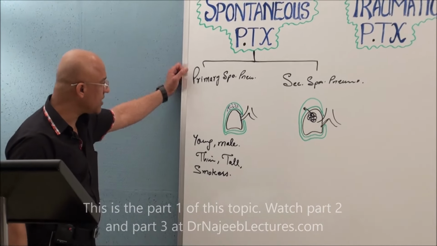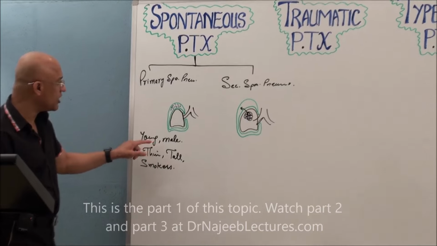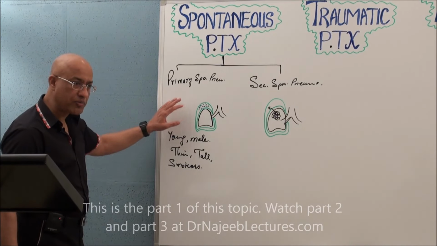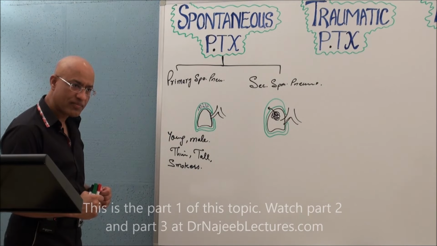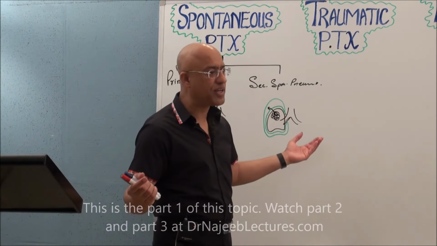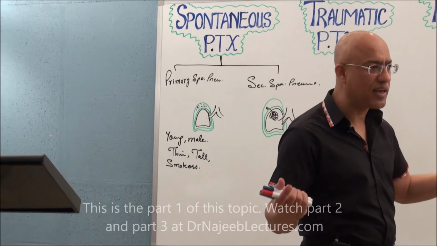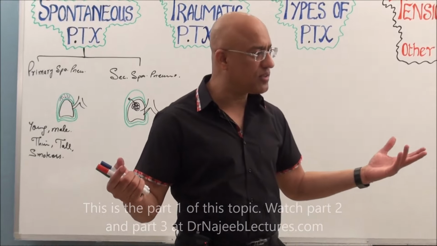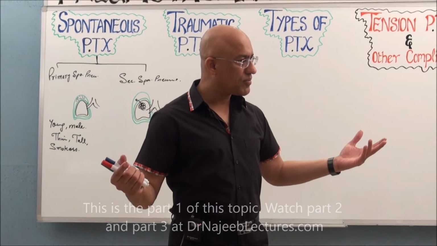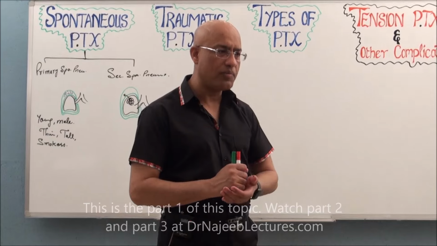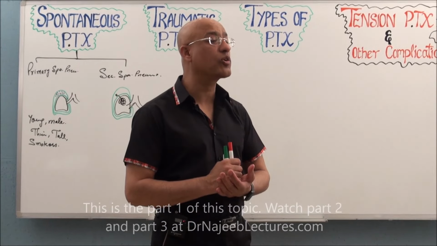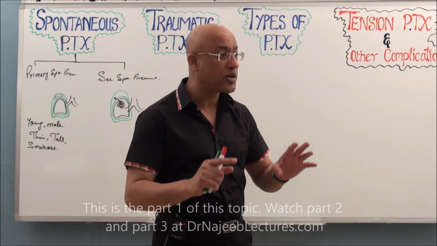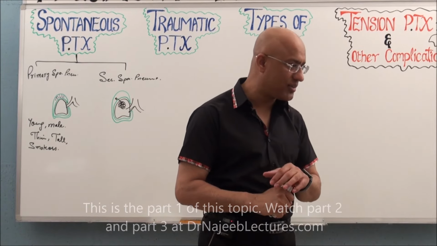Now, the question is why in thin, tall, young males does primary spontaneous pneumothorax occur? Someone apparently very young and very healthy, right? No underlying lung disease, nothing diagnosed, but suddenly pneumothorax developed. Because initially doctors never knew the cause, they just called it idiopathic spontaneous pneumothorax. But now we know what the cause is.